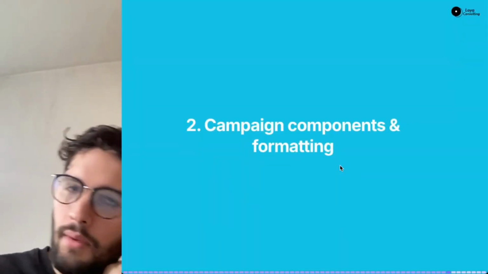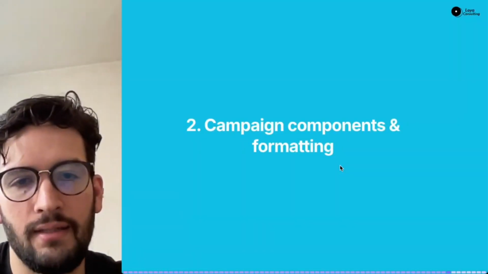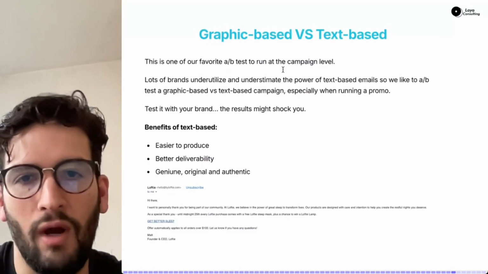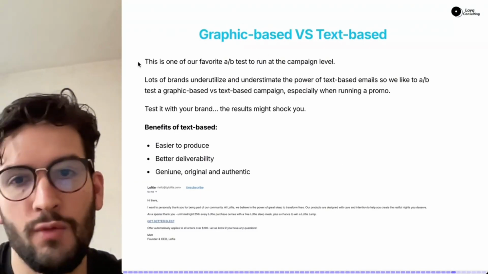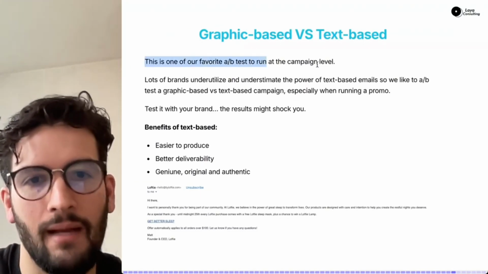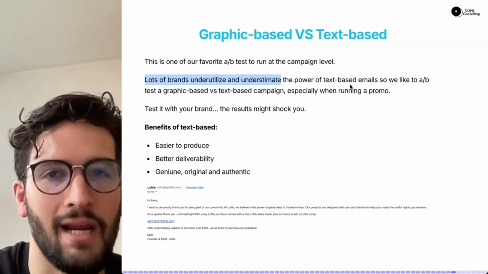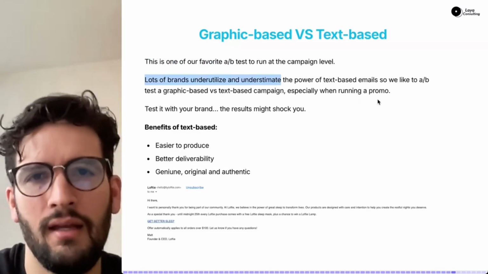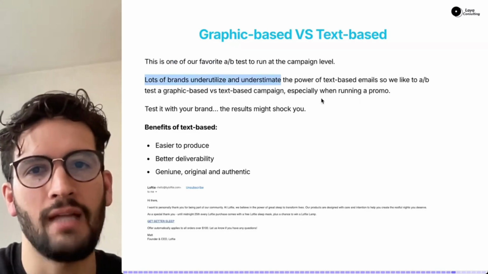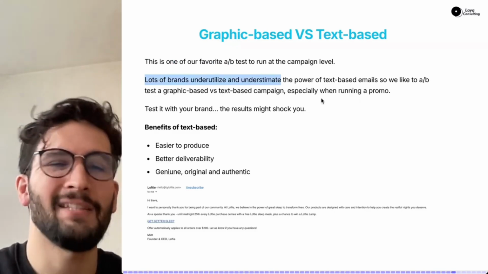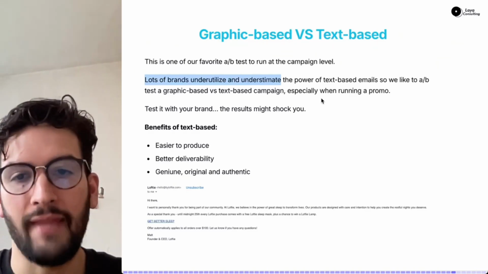Now, another very important component to test is campaign components and formatting. So graphic-based versus text-based, for example. This is one of our favorite A/B tests to run at the campaign level. Lots of brands underutilize and underestimate the power of text-based email. So we like to A/B test a graphic-based email from time to time versus a text-based campaign, especially when running a promotion. Test it with your brand.